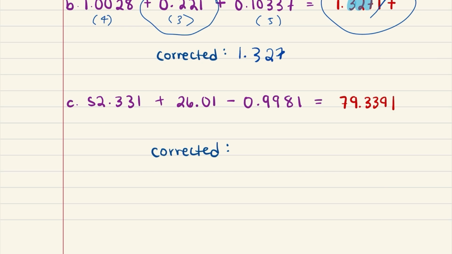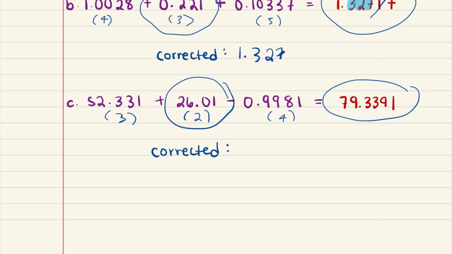For part C, we have 52.331 plus 26.01 minus 0.9981. Plug this into the calculator to get 79.3391. Now we need to correct it. Let's figure out how many decimal places each of these numbers has. This one has 3, this one has 2, and this one has 4. Now our limiting term is the 26.01 that has only 2 decimal places. That means our answer can only have 2 decimal places. The digit to be removed is this 9, which is greater than 5. This means that the preceding digit gets increased by 1, and our final answer is 79.34. And there we have it.